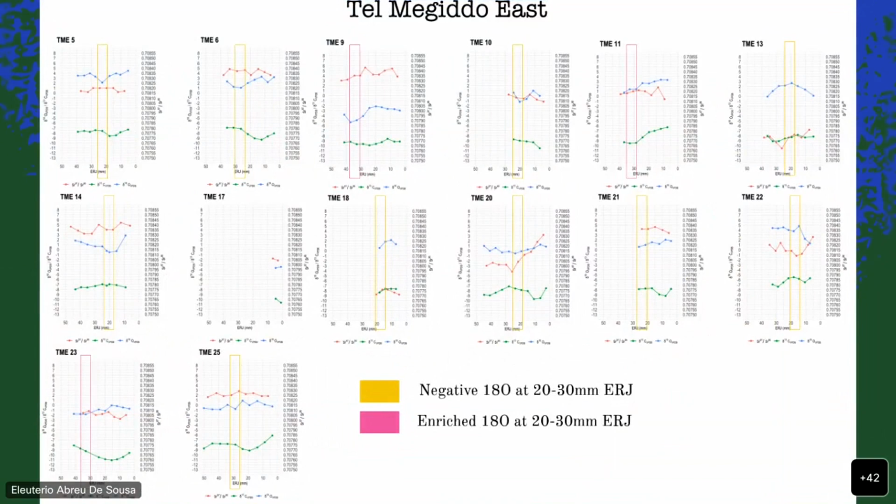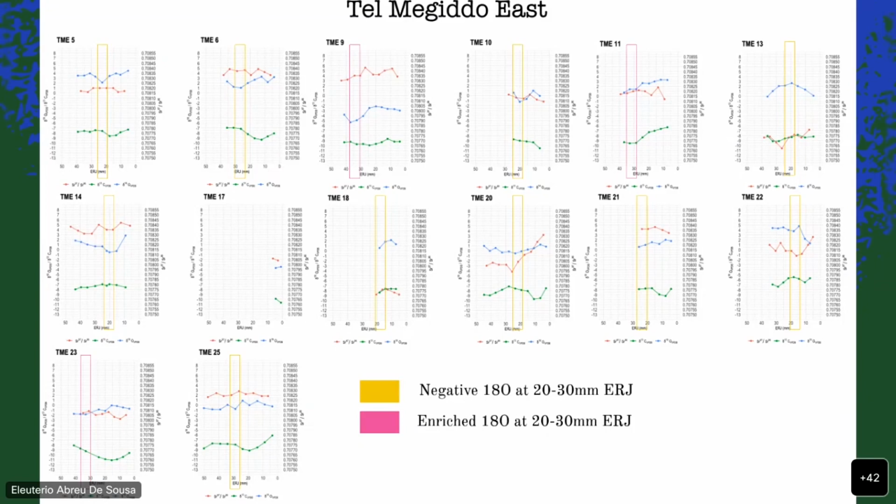Now, the oxygen data currently demonstrates that we have two birth seasons. We have a very strong correlation in the 20 to 30 millimeter enamel root junction with negative 18O. Apologies for that. I wasn't able to get the proper annotation on there, but the negative 18O at 20 to 30 millimeters. And we also see a few individuals with the opposite, enriched values of 18O at 20 to 30 millimeters.